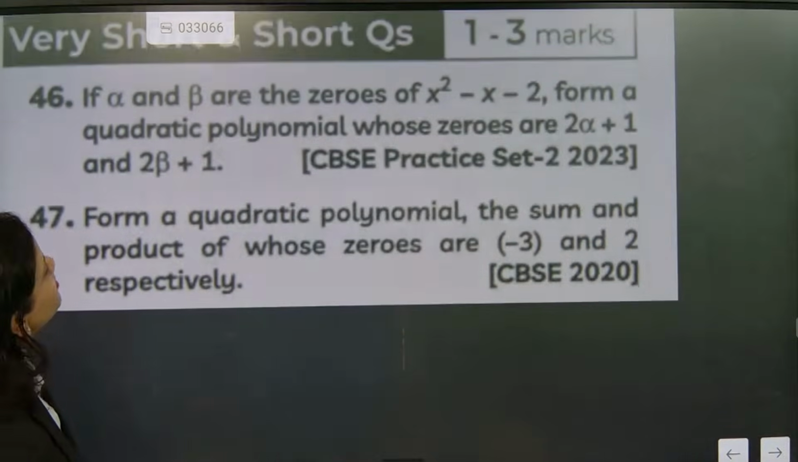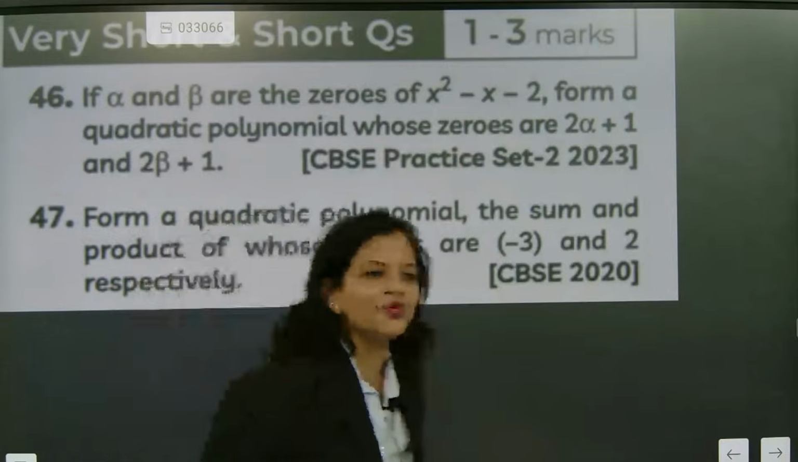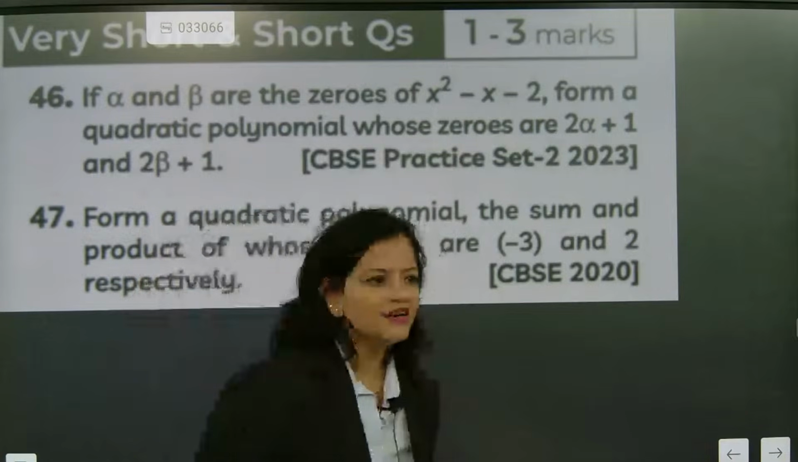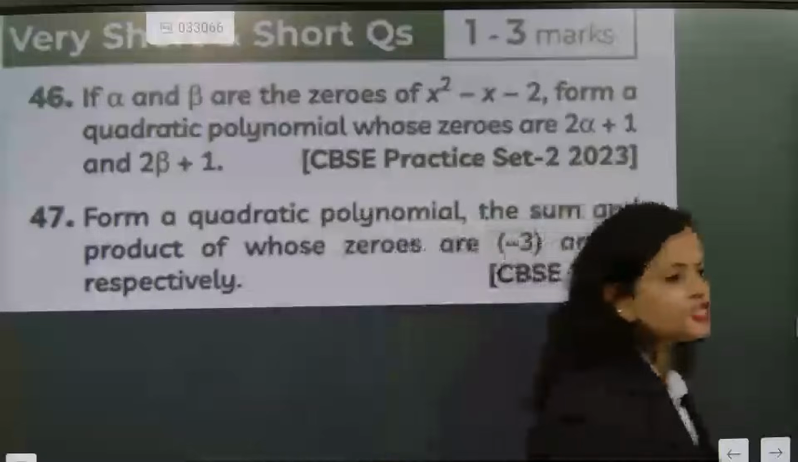Come on. Alpha and beta are the zeros of the polynomial. So come on, start solving. I will not solve. You people will solve. And your time starts now. Alpha is equal to 1 by 2.